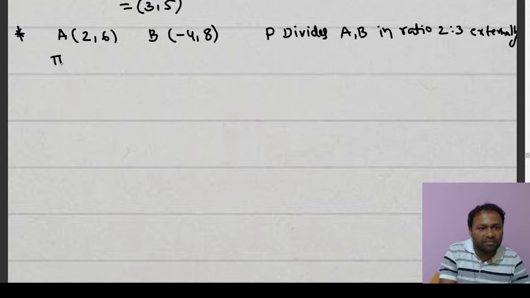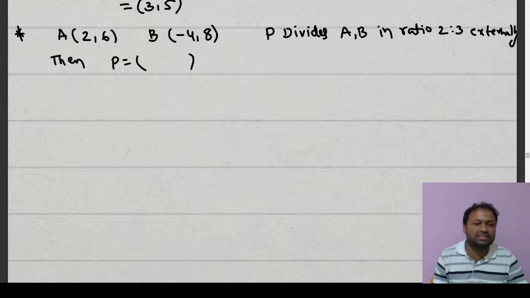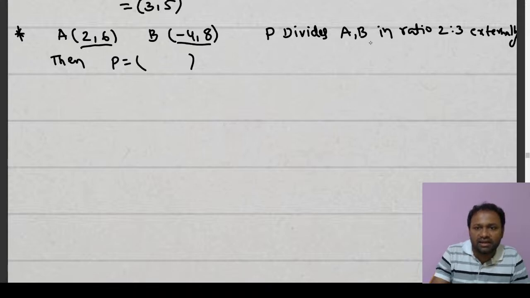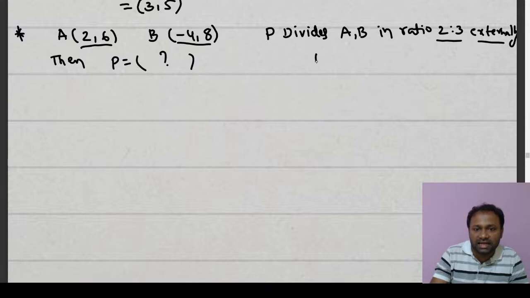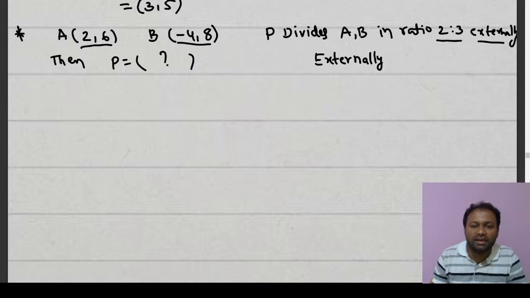then what about P? This is the question. Point A is here, B is here, P divides AB in the ratio 2:3 externally. You can find P. What is the point P? Try to do the problem. So externally, I am saying clearly, externally. Okay, so apply the externally condition. You know the formula.